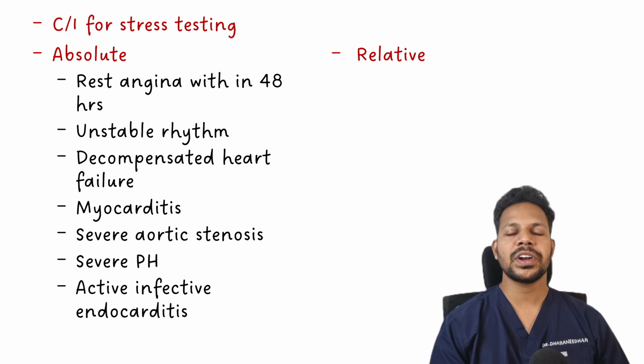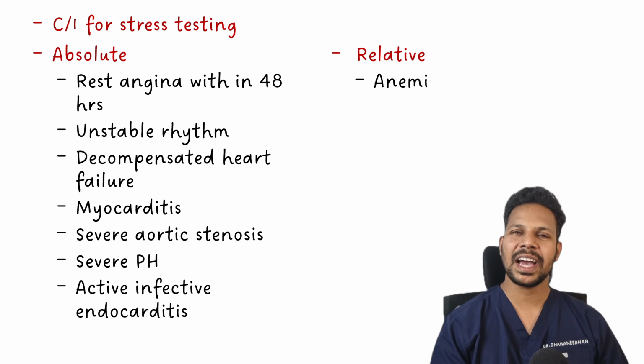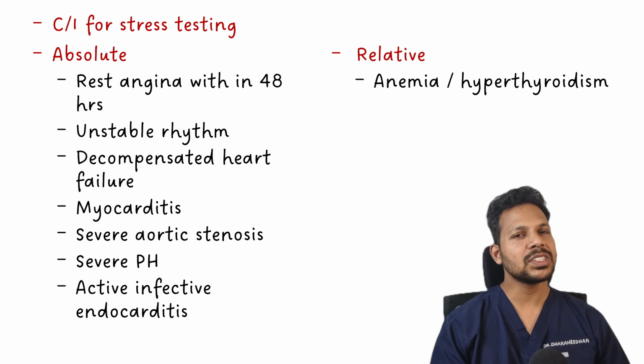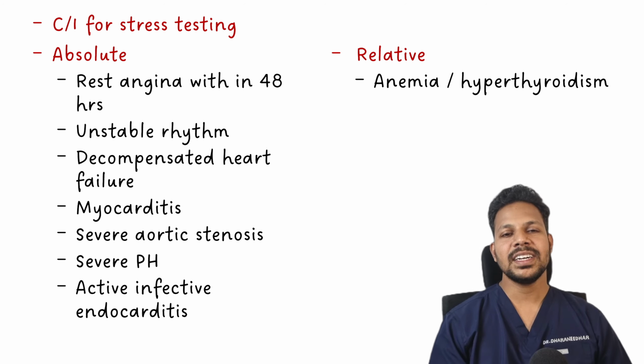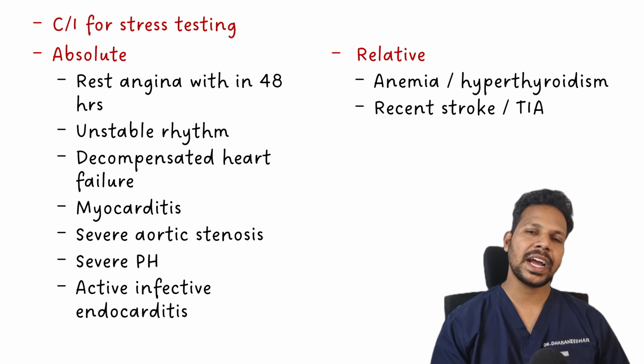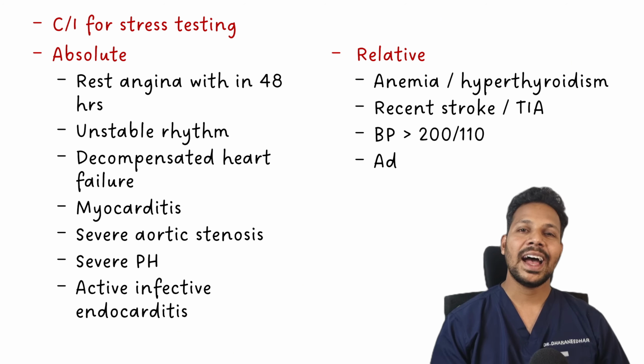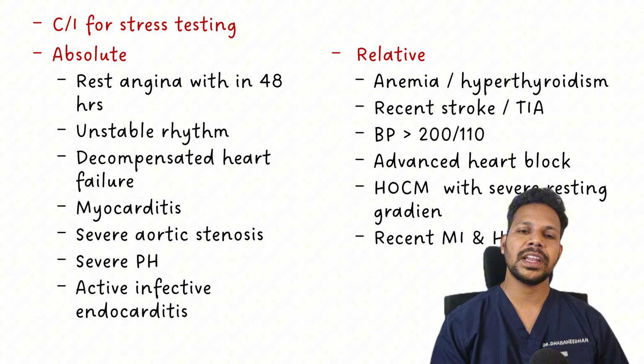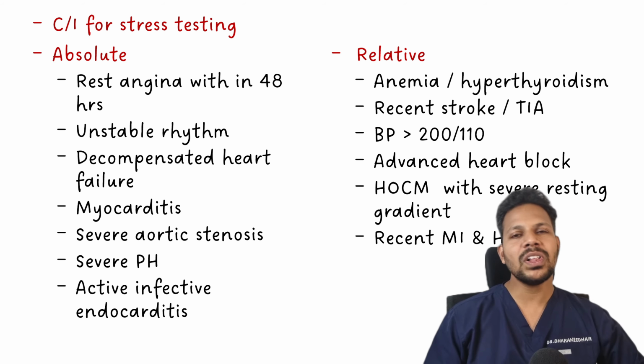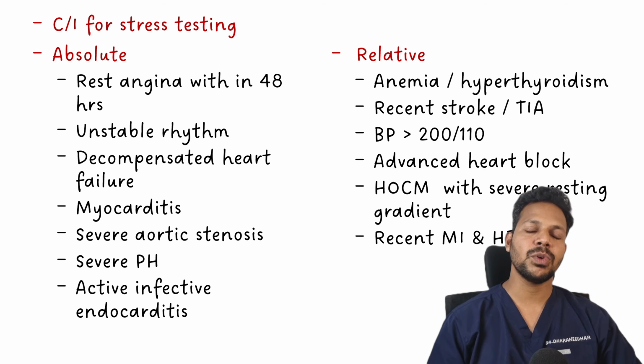There are some relative contraindications as well. When the patient is having anemia and hyperthyroidism, the heart is already under a lot of stress. And recent stroke or transient ischemic attack, when the blood pressure is more than 200 by 110 millimeters of mercury, advanced heart block, severe HOCM, and recent myocardial infarction and heart failure. So, all these are the relative contraindications for stress testing.